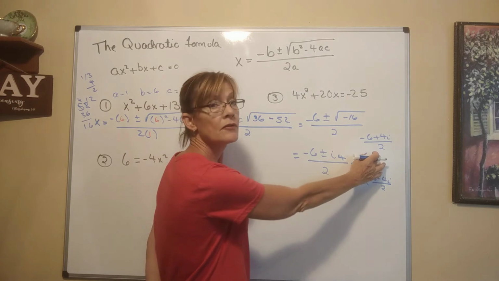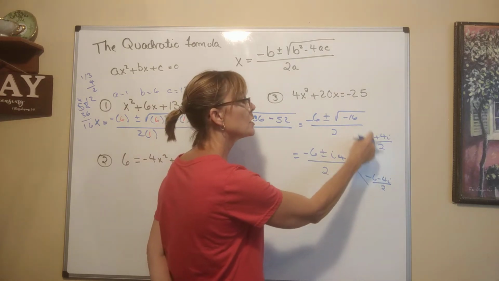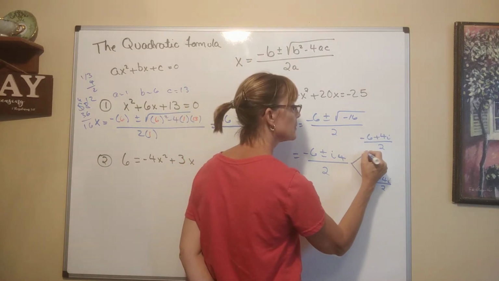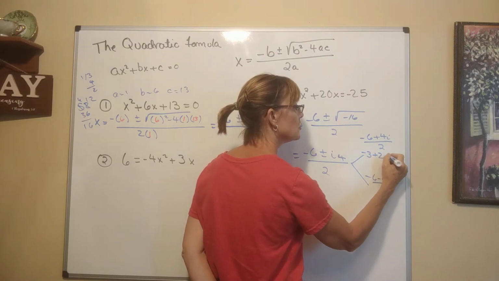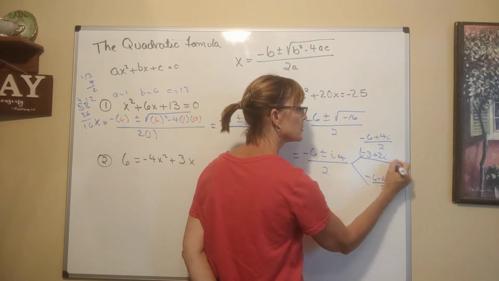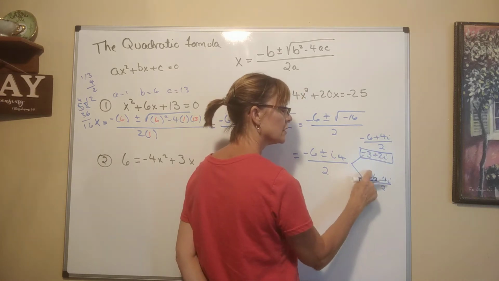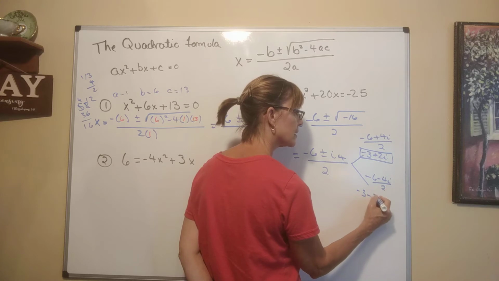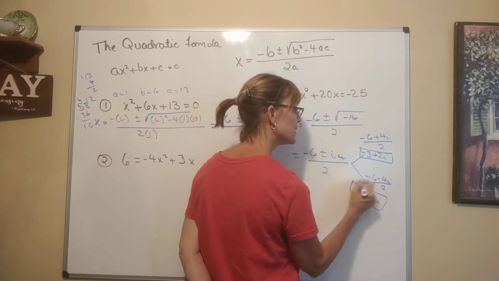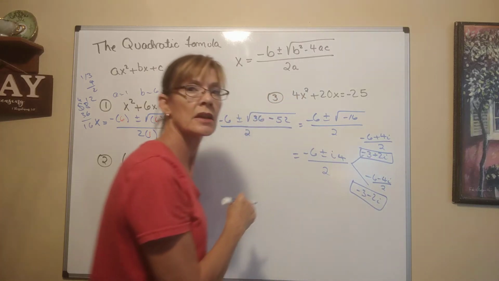Now these can be further simplified. 2 can go into the negative 6, and so this could really be negative 3 plus 2i, because 2 can go into the 4. So there's one of my answers. 2 can go into the negative 6, negative 3. 2 can also go into the negative 4, minus 2i.